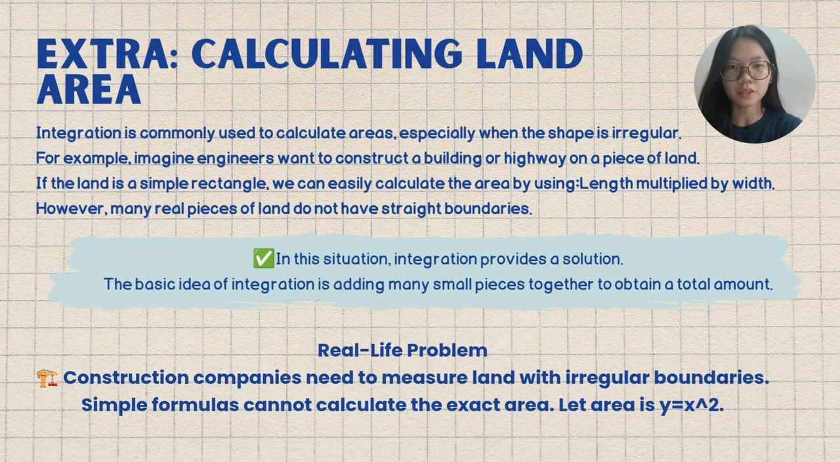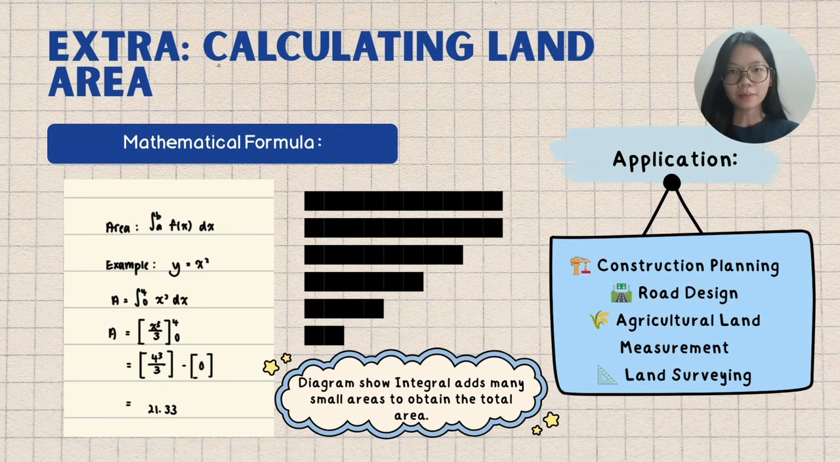In this situation, integration provides a solution. The basic idea of integration is adding many small pieces together to obtain a total amount. Mathematically, the area can be calculated by using the area formula below. For example, if the boundary of the land is represented by the equation below, between x equals 0 and x equals 4, we can use integration to find the total area.